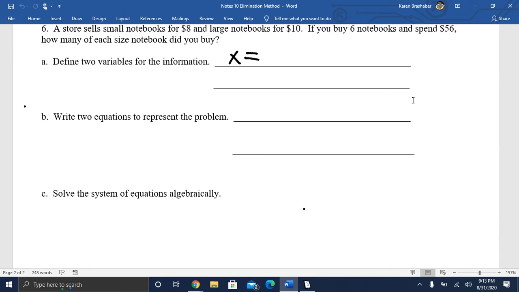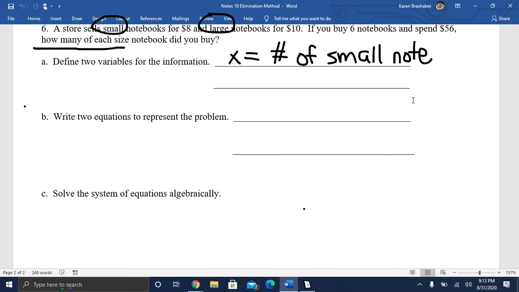It asks me how many of each size. So I see that the two sizes were small and large. So I'll say that my X could represent the number of small notebooks. Remember, it wanted to know how many were purchased. And my Y could equal the number of large notebooks. Those were the two types.